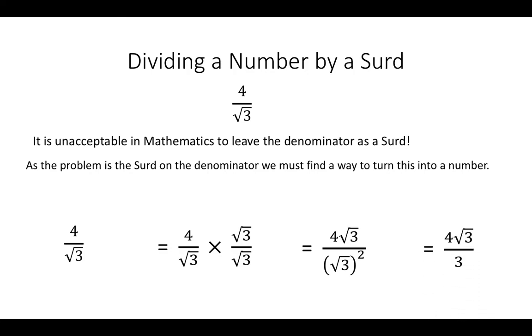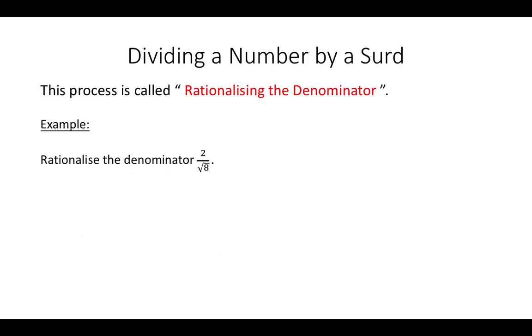So when we do that, we end up with 4 root 3 at the top, and the square root and the square root cancels with the squared to give us just 3. So we now know that an equivalent way of writing 4 divided by root 3 is 4 root 3 all divided by 3. And this is an acceptable form of writing the answer. So this process is what's known as rationalising the denominator. And the kind of example you might find in an exam looks like this.